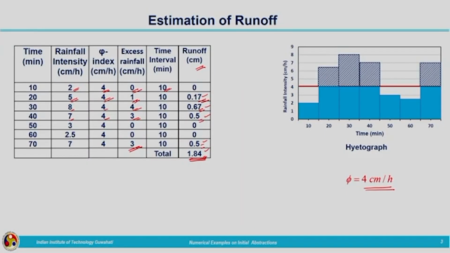Once the depth of water corresponding to each interval which is going as the abstraction is calculated, that when deducted from the total rainfall will be giving us the runoff depth. So, the total amount of runoff which is calculated is 1.84 centimeters related to this problem.